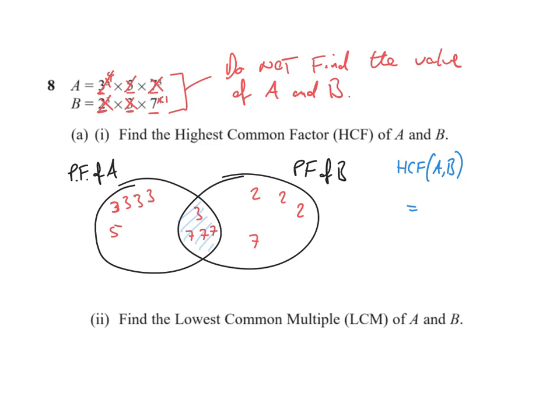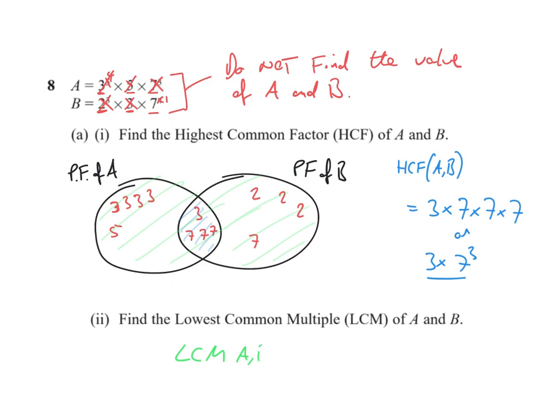Now you don't actually need to multiply them together, you just need to write out 3 times 7 times 7 times 7, or 3 times 7 to the power 3, and that's the completed answer. For the lowest common multiple, we're considering all the numbers that you see in the Venn diagram multiplied together. Now for reasons of space, I'm just going to write these out in the index form.